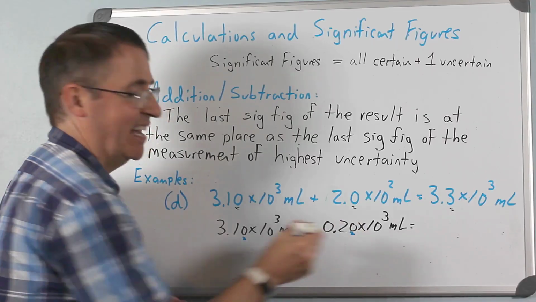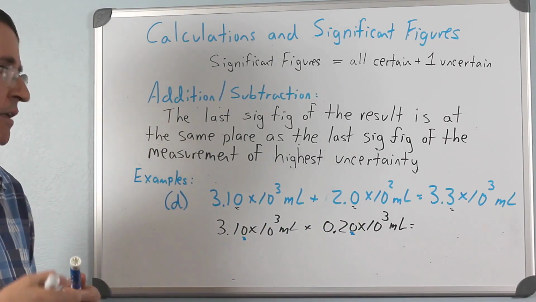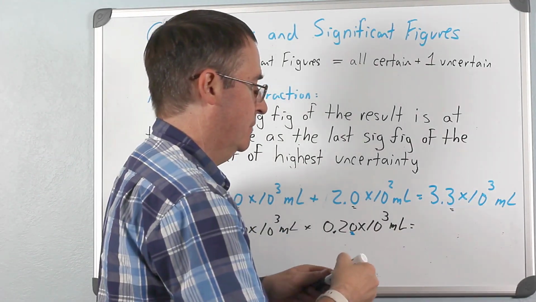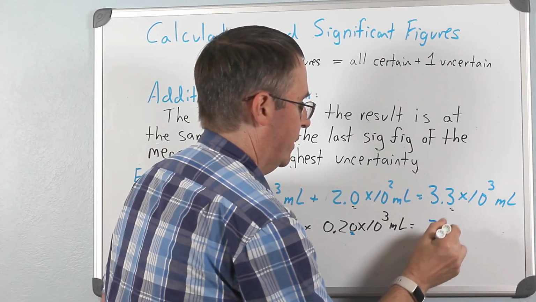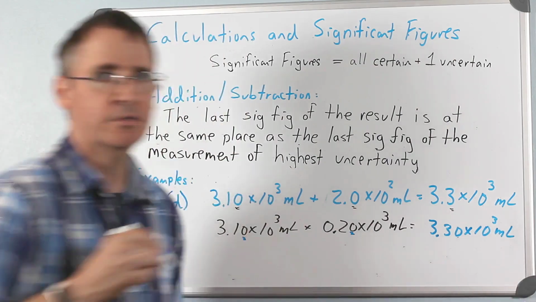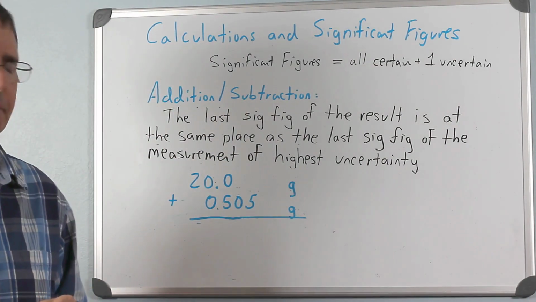We're also good to the hundredths place, which means my final answer is also good, or significant, to the hundredths place as well. So the answer would not be 3.3 times 10 to the third milliliters, but rather 3.30 times 10 to the third milliliters. Now let's understand the reasoning behind these rules for addition and subtraction.